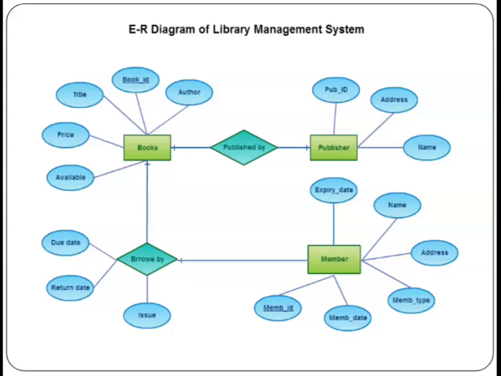Another entity is member. It is associated with the books entity, because books are borrowed by some of the members. So it is associated with borrowed by. The member entity has attributes like member ID, member date, member type, address, name and expiry date. In the same way, borrowed by has three attributes: issue date, return date and due date, that is, the book issue date, book return date and due date of the book.